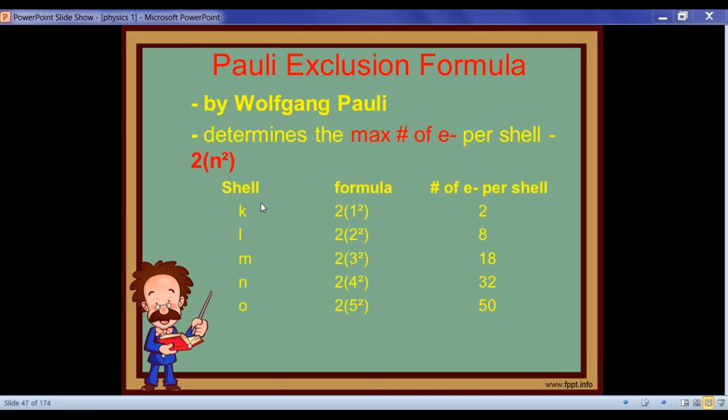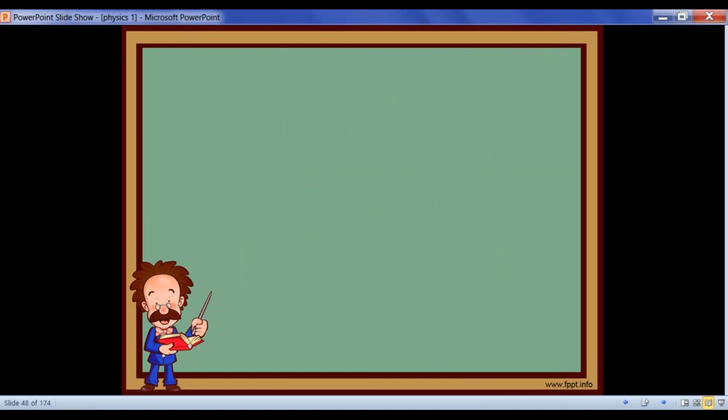So, depende po kung ilang electrons meron ang isang atom. So, for example, kanina, yung cobalt, we have 27 electrons. So, mag-a-add po tayo hanggang makakuha tayo ng 27 electrons. So, to make it understand more, ito po yung example natin.